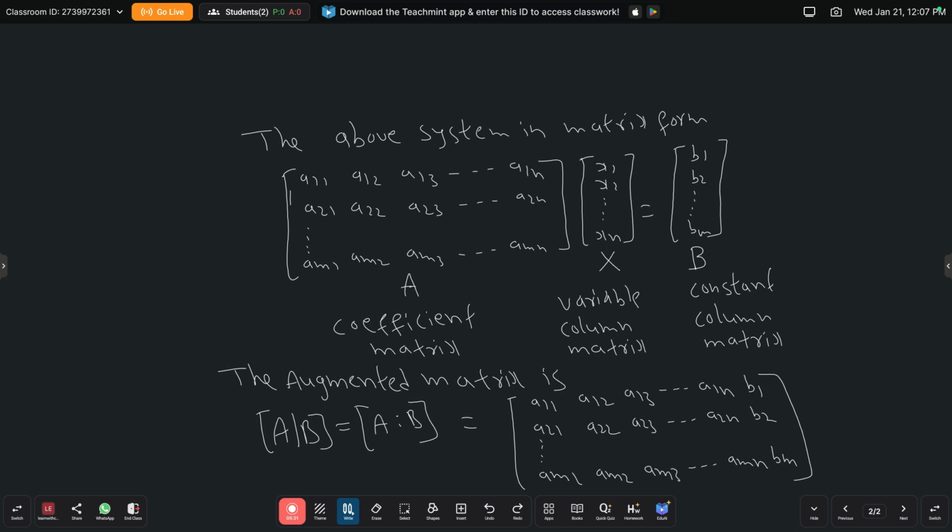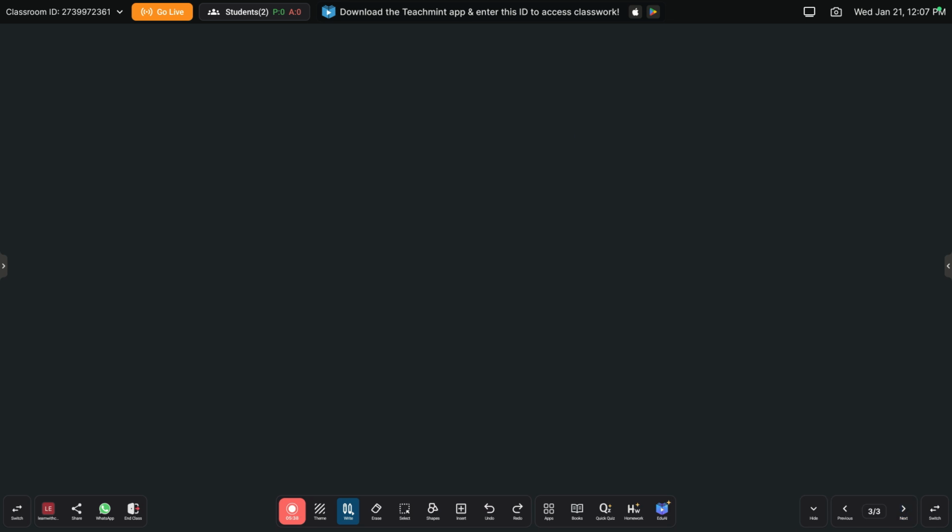Now we will classify the system of equations and see how to find the solutions. Okay, what type of solution does the given system have? Now consider the system of equations AX is equal to B. The system of equations are of two types. One is known as a homogeneous system. Another one is a non-homogeneous system.